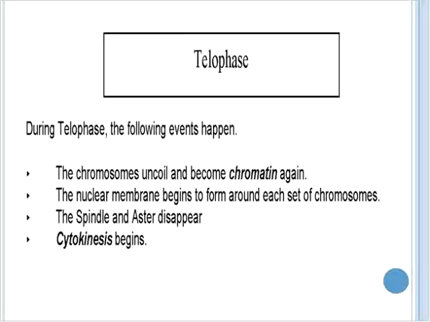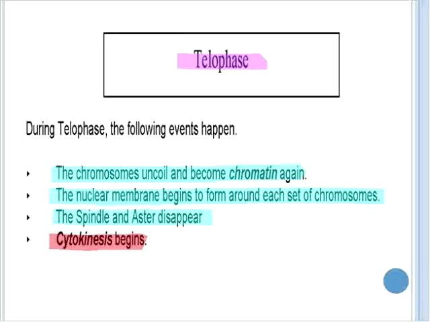Following anaphase, we now have telophase. And during telophase, the chromosomes uncoil and become chromatin again. The nuclear membrane forms around each set of chromosomes. The spindle and aster disappear, and cytokinesis begins.